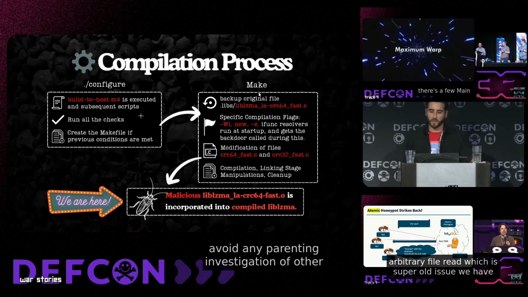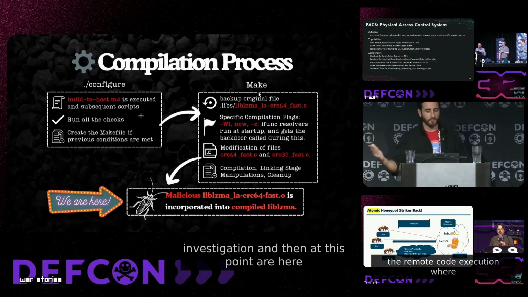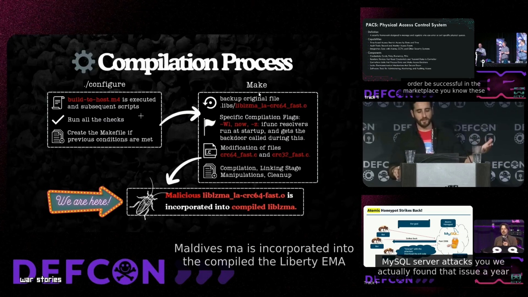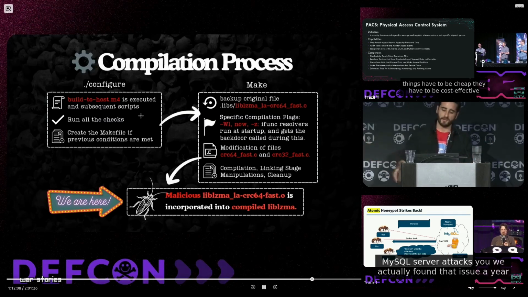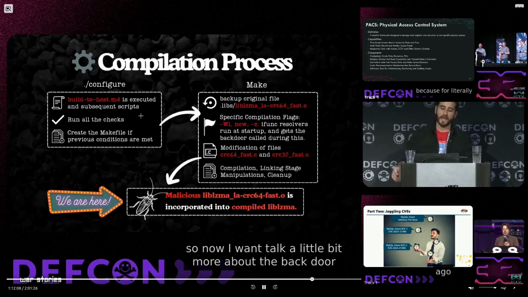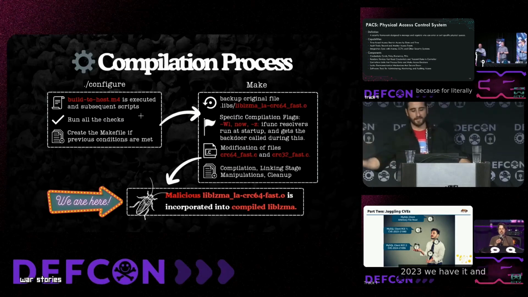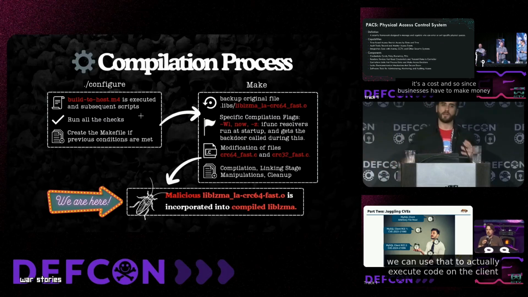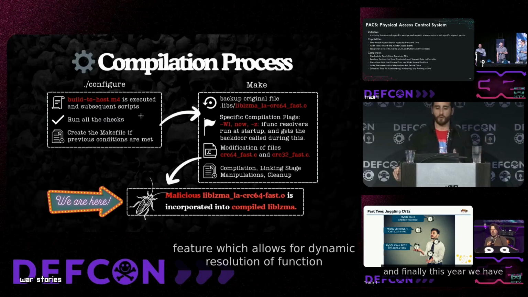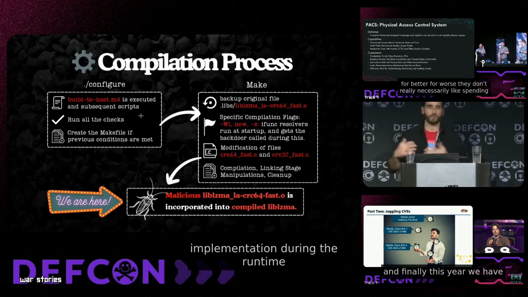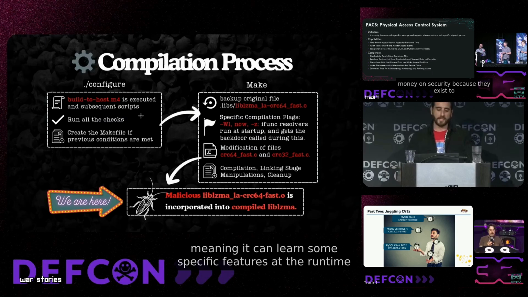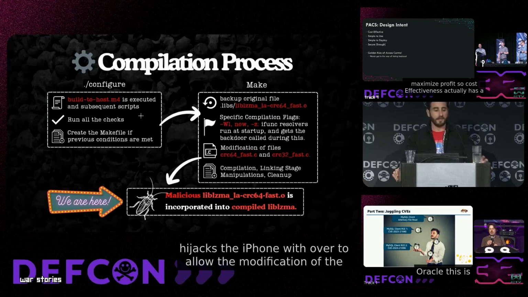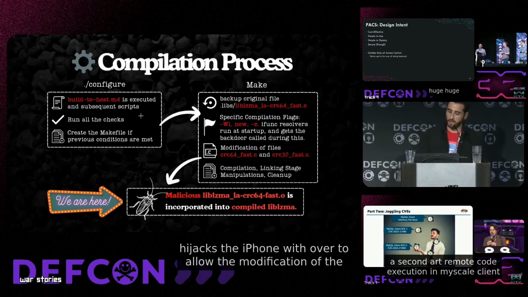There are also some specific compilation flags. iFunc resolvers run at startup. Modification of the files crc64 fast.c and crc32 fast.c. And then finally, compilation, linking stage, manipulation, and cleanup, because the attacker did well. They also have a bunch of cleaning up to avoid any forensic investigation or further investigation. And then at this point, we are here. Malicious liblzma is incorporated into the compiled liblzma.